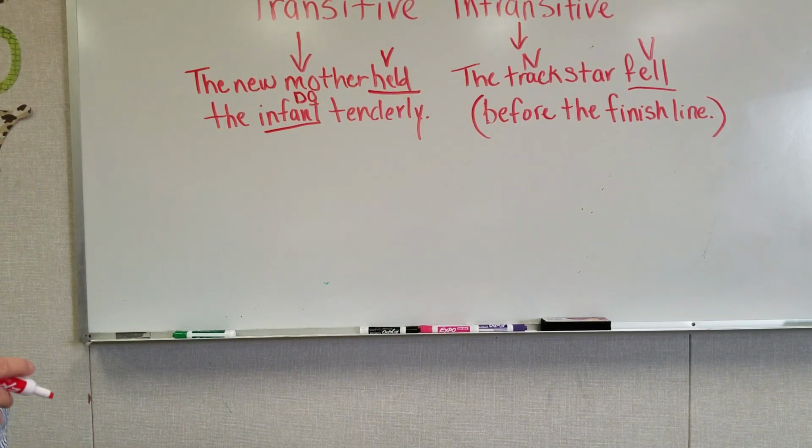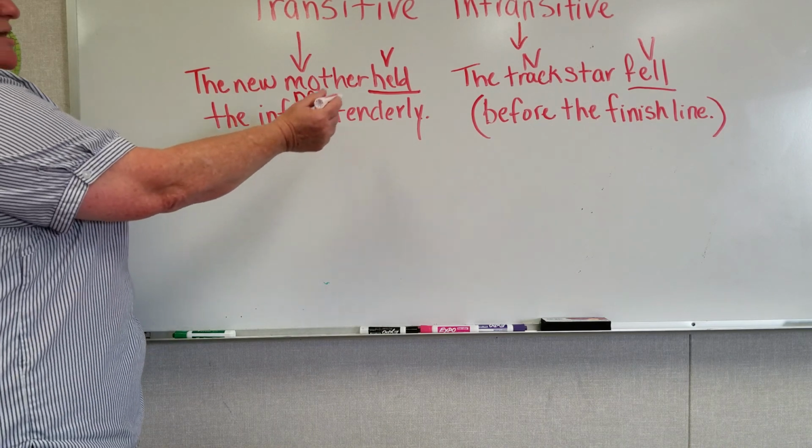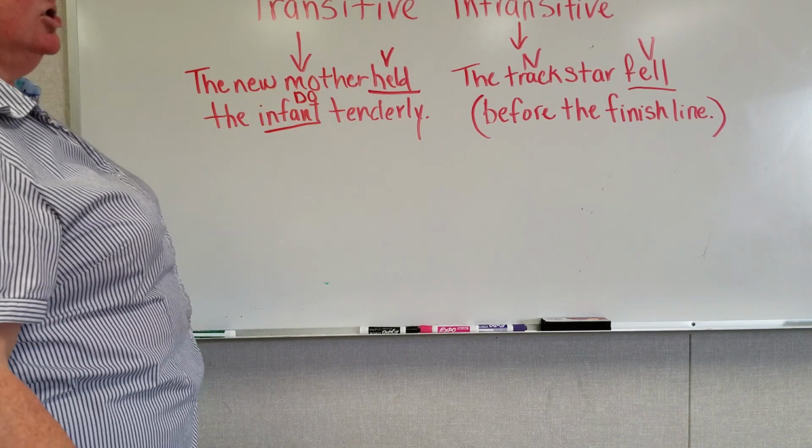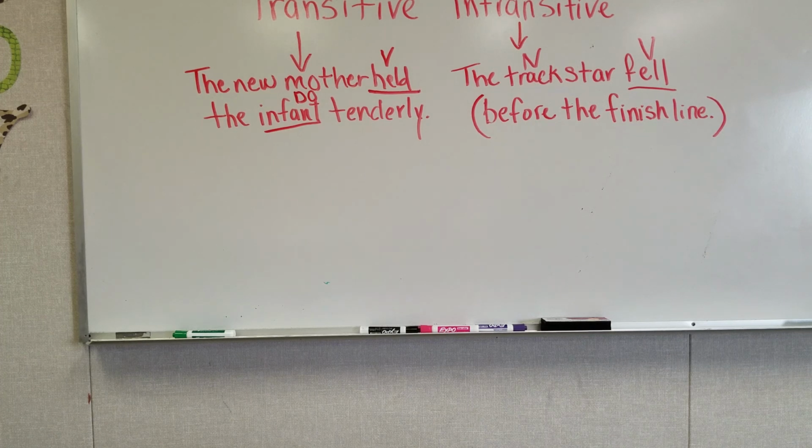It makes a difference on whether it has a direct object in the sentence that receives the action. So there are two ways that a verb can be intransitive. One, by being a linking verb: am, is, are, was, were, be, being, been, because there's no action to transfer.